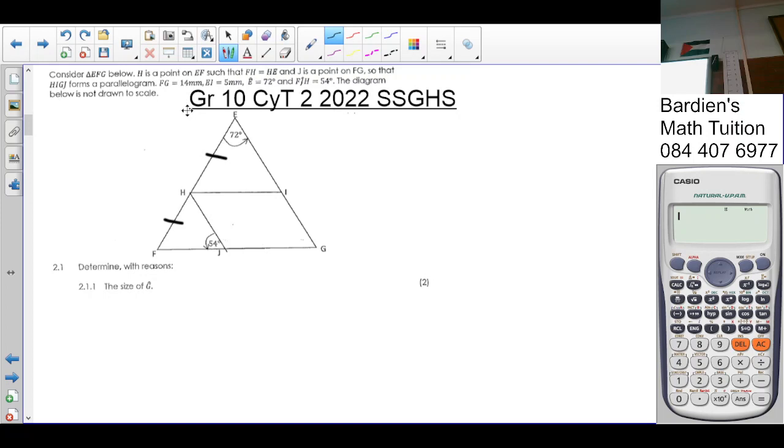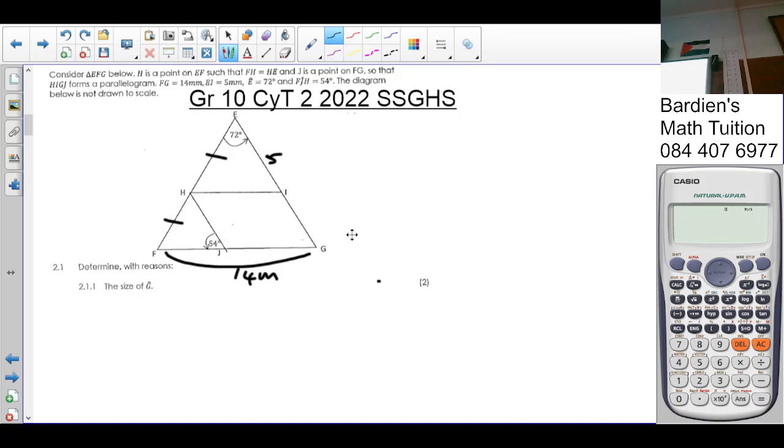Okay. We are told that FG is equal to 14 millimeters. So FG, this is 14, yeah? 14 millimeters. Then we are told that EI is 5 millimeters. Then you are told that angle E is 72, which is already marked. Then if angle H is 54 degrees, the diagram below is not drawn to scale. Okay? The first question says, determine with reason the size of angle G.